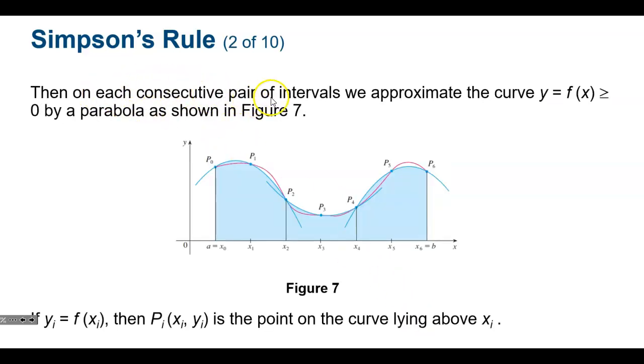Then on each consecutive pair of intervals, we approximate the curve y equals the function, where y is greater than or equal to zero, by a parabola as shown in this figure. Now, if y subscript i is equal to f of x subscript i, then P subscript i, the point (x subscript i, y subscript i), is the point on the curve lying above x subscript i. So here's x sub 0, there is your point; x subscript 1, there is your point; again here, point 3, point 4, point 5, and point 6.